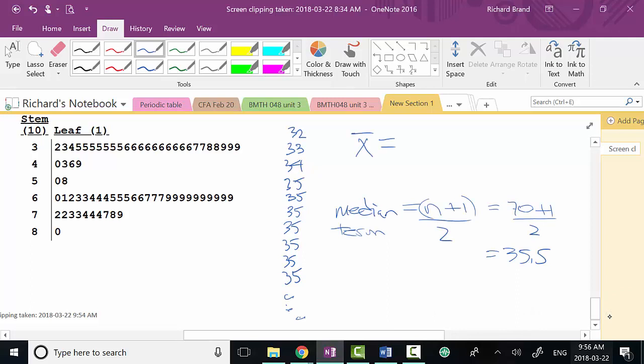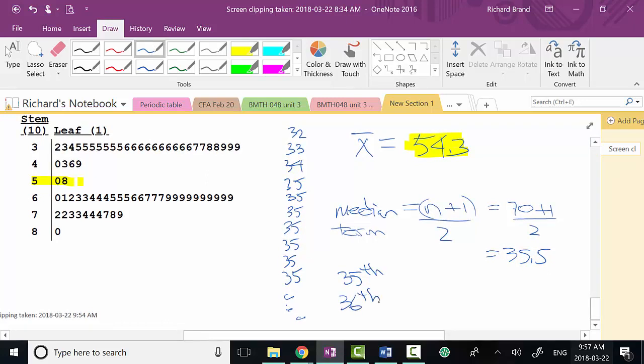It turns out that the mean actually works out to be 54.3. So the mean is located in here somewhere. That's the mean. Now the median is located between the 35th and the 36th term. The 35th term and the 36th term.